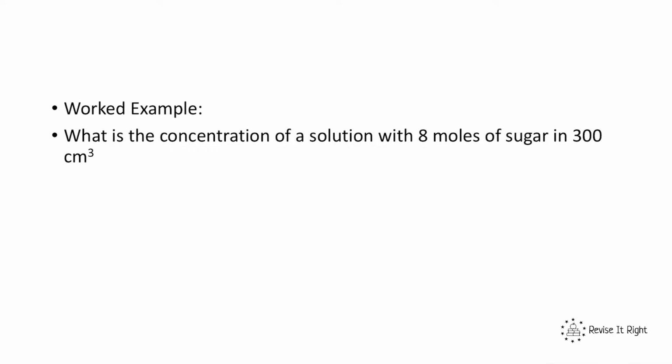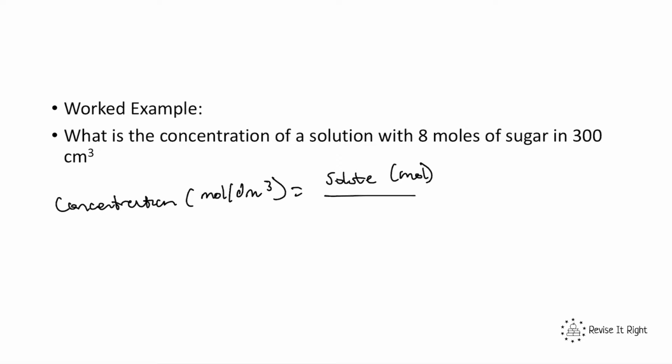Here we have another worked example. So what is the concentration of a solution with 8 moles of sugar in 300 centimeters cubed? So you'll of course remember that the equation that we must be using is concentration, which is in moles per decimeters cubed, is equal to the amount of solute in moles divided by the volume in decimeters cubed.